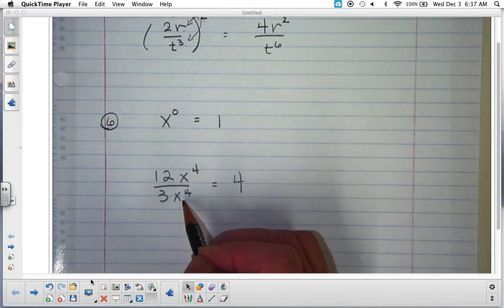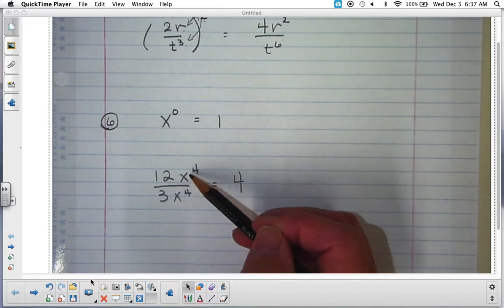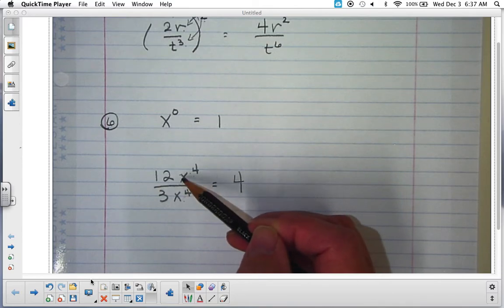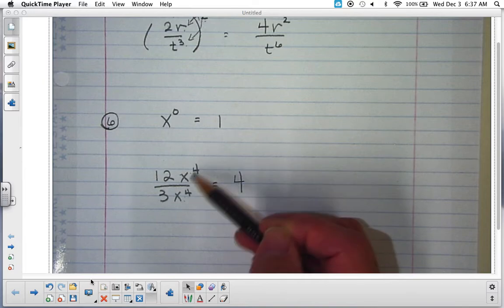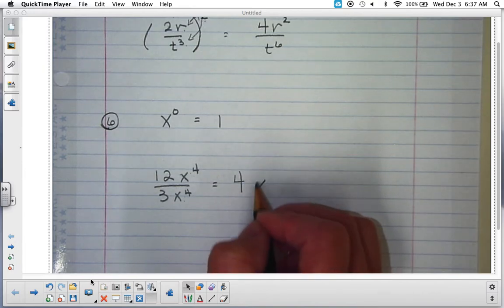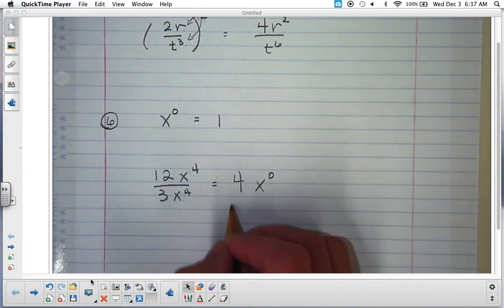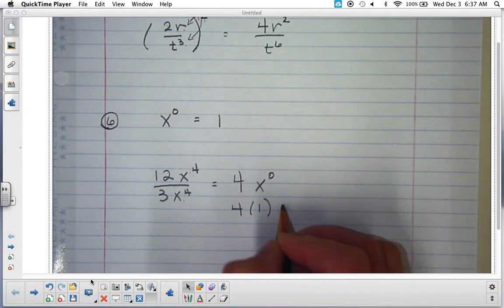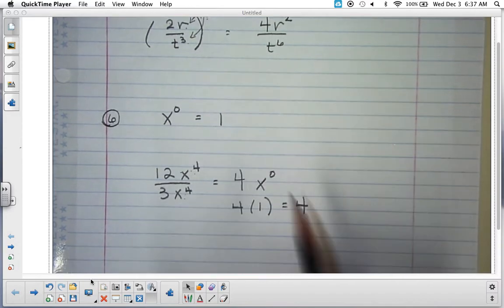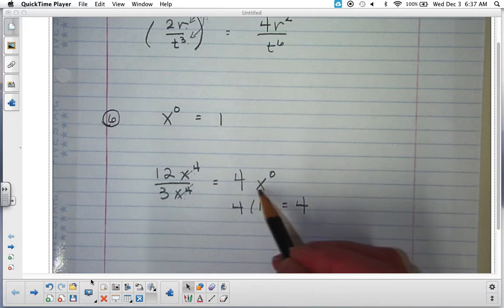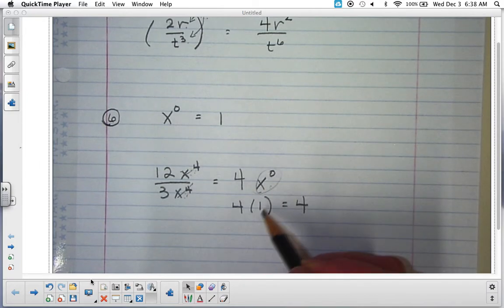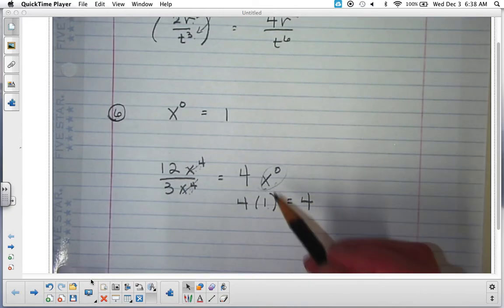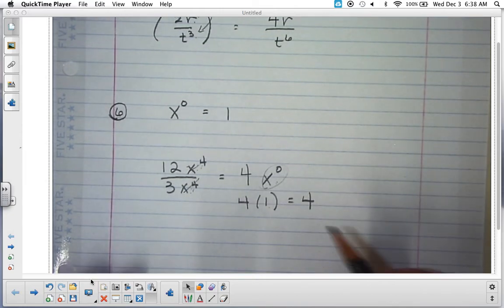And x to the 4 over x to the 4, remember anything over itself is 1, but suppose you want to use that rule of division. When I divide like bases, I subtract the exponents. x to the 4 minus 4, it would be x to the 0, which is the same as just 1. Of course, this is 4, because that and that make 1. So you could do this, but really knowing that's why that happens, because anything over itself is 1, because when you subtract, you end up with a 0.